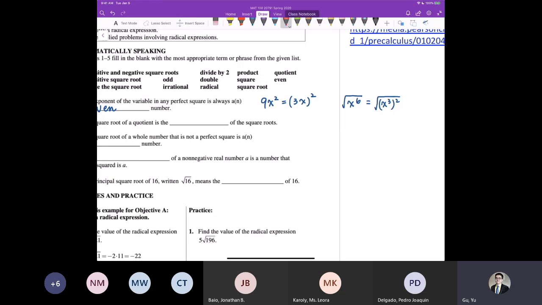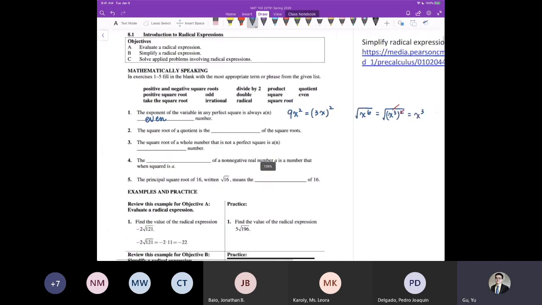Once you rewrite the base, you could cancel out the square root and the square. All we have left is x cubed. So to conclude, all you need to do is simply divide the even exponent by 2, and that's how you simplify square root expressions.